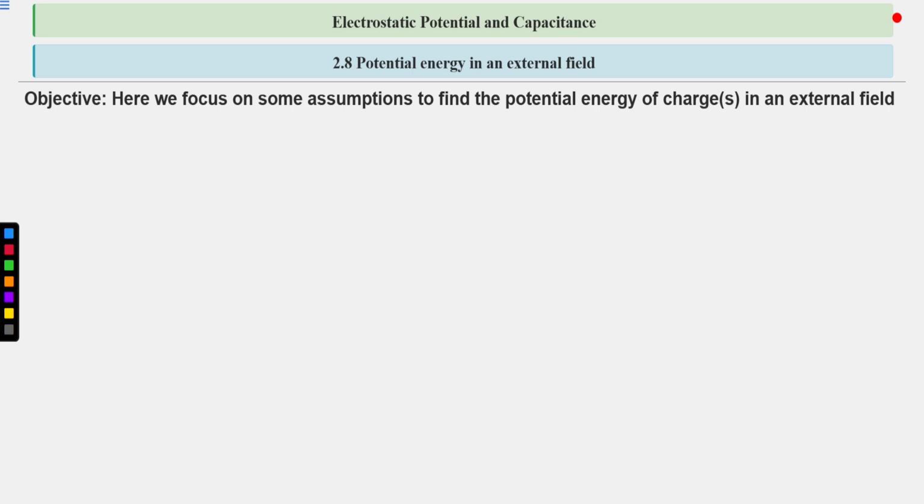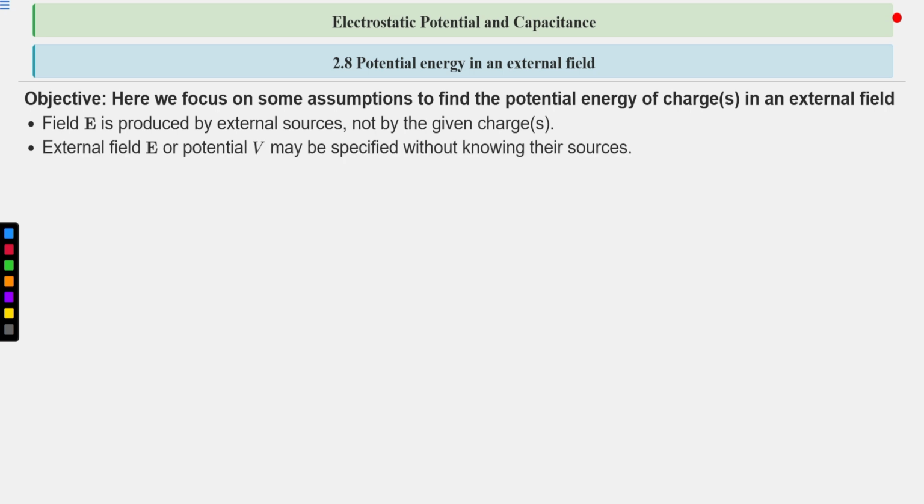Now here we focus on some assumptions to find the potential energy of charges in an external field. Field E is produced by external sources, not by the given charges. Now the field we are considering is produced by external sources, not by the given charges. Firstly, we will consider the field produced by the charges which are in the configuration. Now we will also consider the external field.